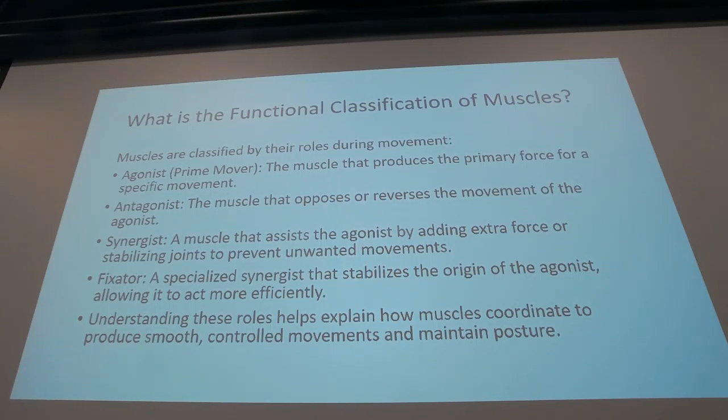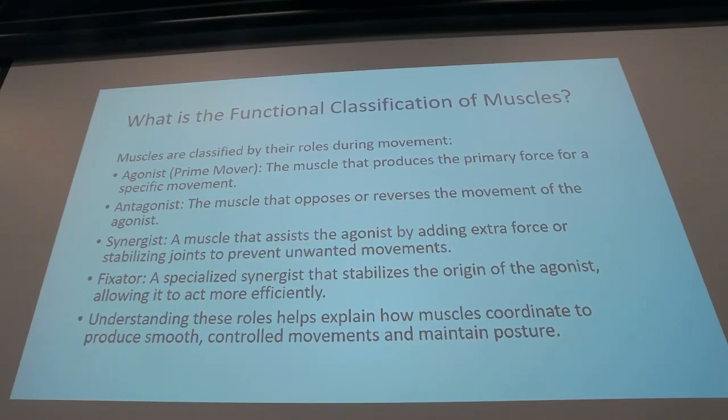So that's the general naming for gross anatomy. Now, based on action, you can also classify your muscles. A prime mover or agonist is a muscle that is responsible for the primary movement that you intend. And typically, if you have a prime mover, you have another muscle that can oppose that movement. A muscle that opposes the movement of the agonist is called an antagonist.